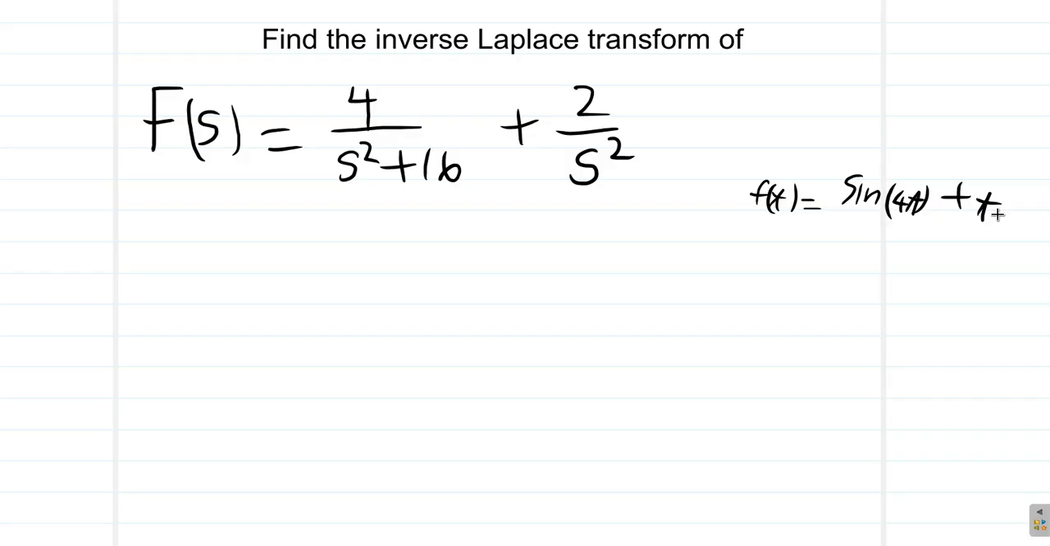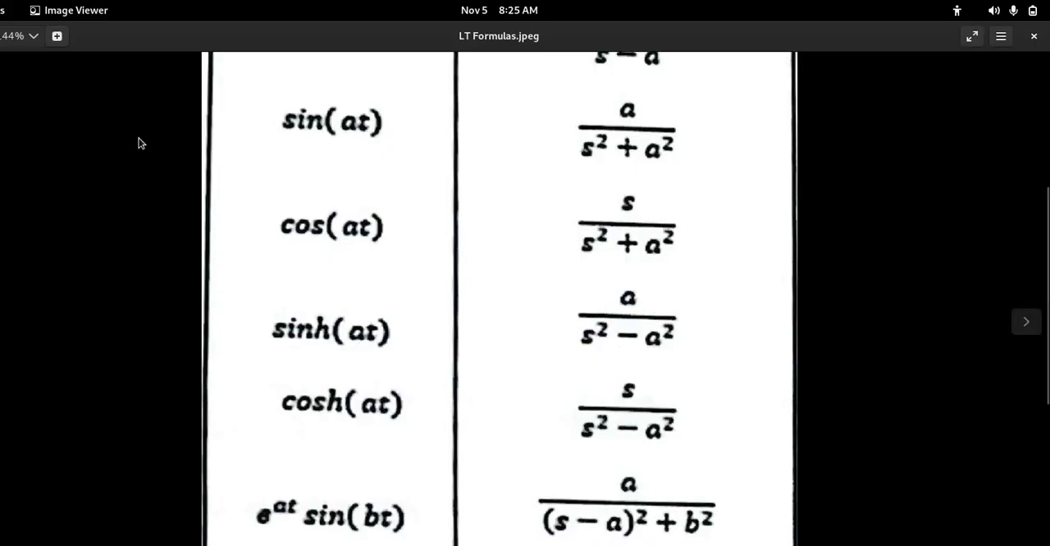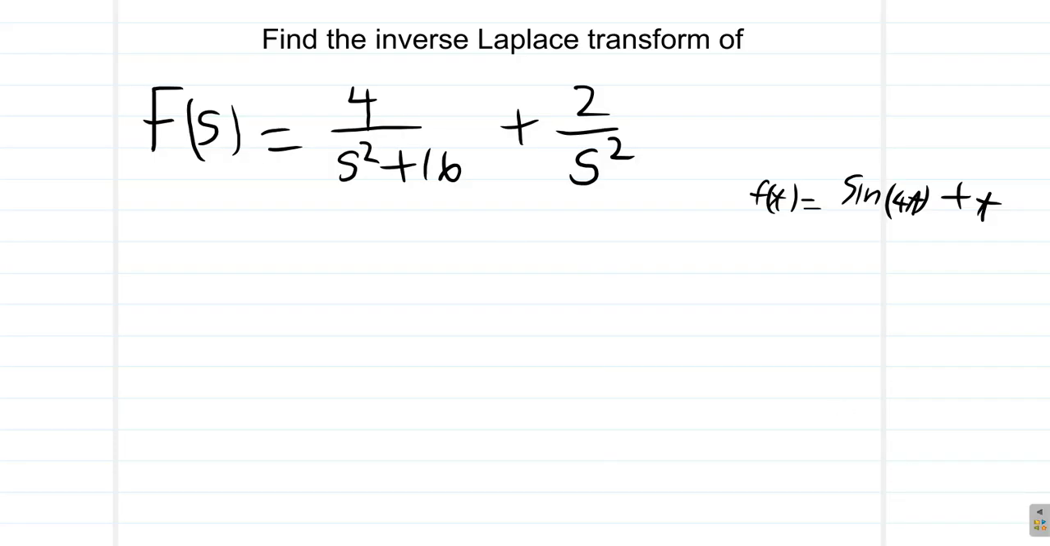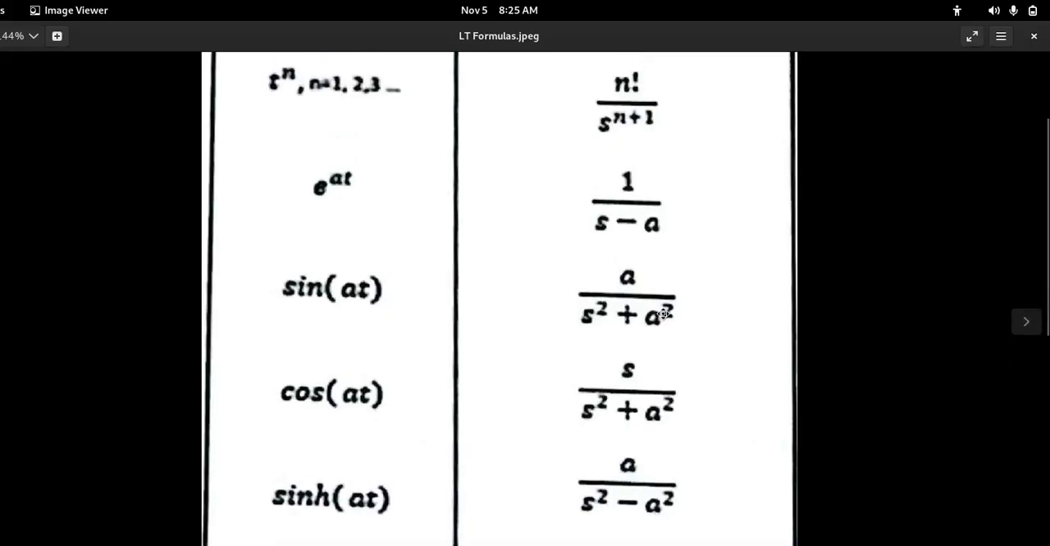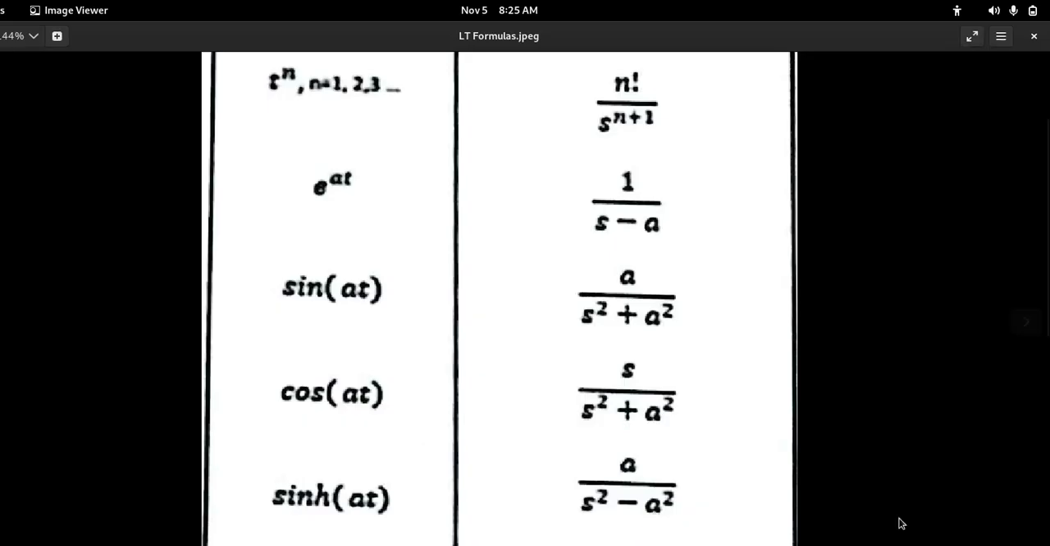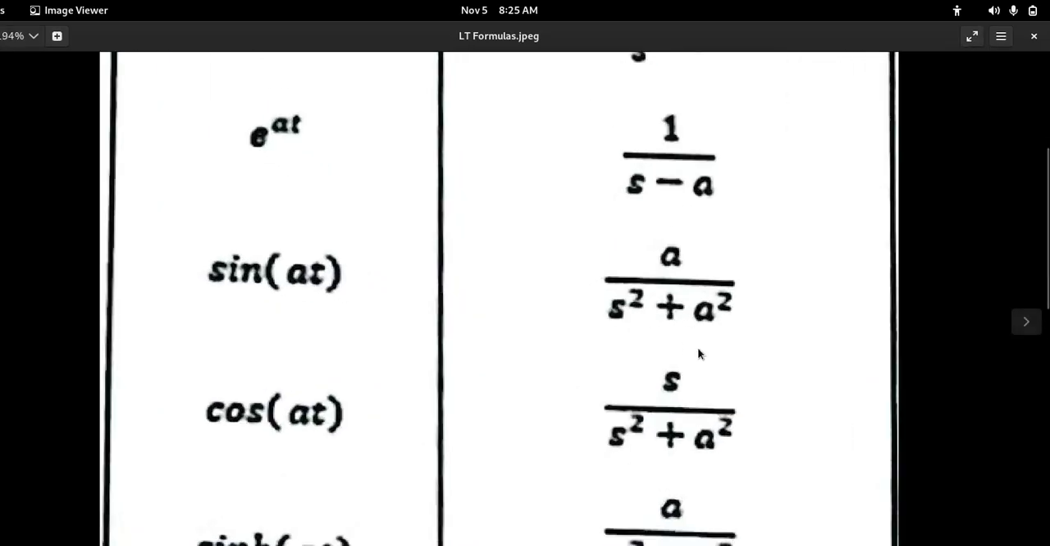Okay, did you get it? Is that what you got? Let's refer to our formula sheet. It says s squared plus 16. What we see, hold on, 4. So we have a number over s squared plus a number squared. A is a number. It's suggesting that it is sine of something t.